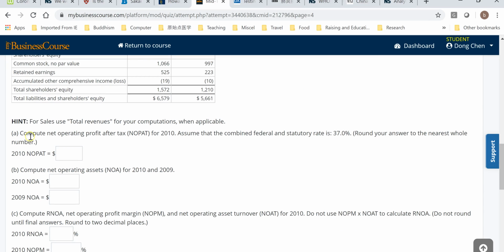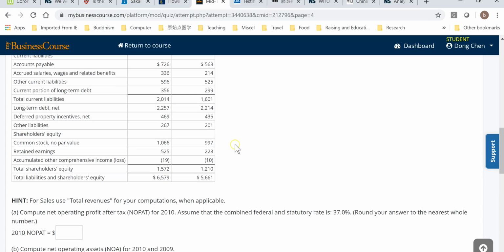So part A, compute net operating profit after tax, NOPAT, for 2010. Assume that the combined federal and statutory rate is 37%. And also we need to pay attention to the rounding requirement. Round your answer to the nearest whole number.